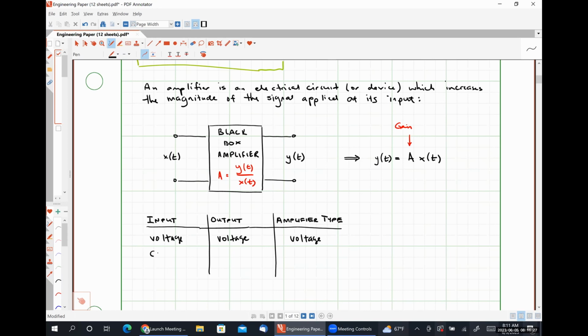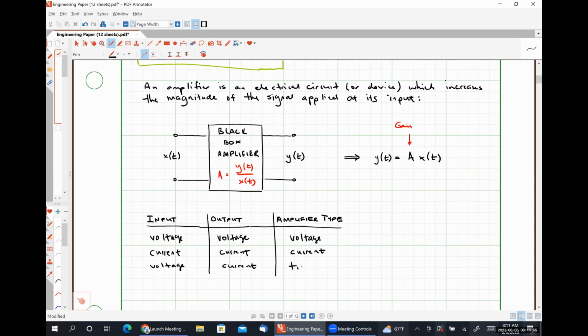On the other side of the spectrum, we could have a current signal as our input, a current signal as our output, and this means that we have a current amplifier. We could also have a voltage signal at our input, a current signal measured at our output, and these cases are called transconductance amplifiers.